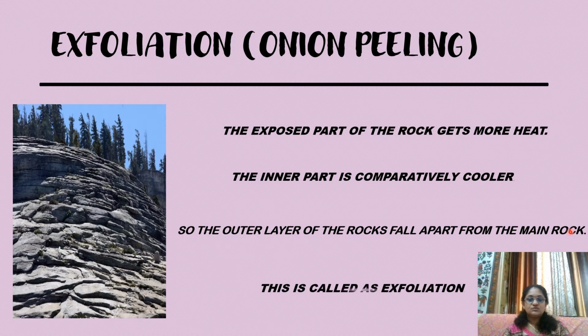Now this process is what we call exfoliation. I hope it is understood, students. Exfoliation means it's just like an onion peeling. It's also called the onion peeling effect. What happens is that the outer part, that is the exposed part of the rock, gets more heat, whereas the inner part remains cooler. So because of this constant heat and coolness, what happens? The expansion and contraction is a continuous process. So because of that, the outer layer of the rocks falls apart from the main rock. Now this is what is called exfoliation. I suppose this part is understood by everyone.